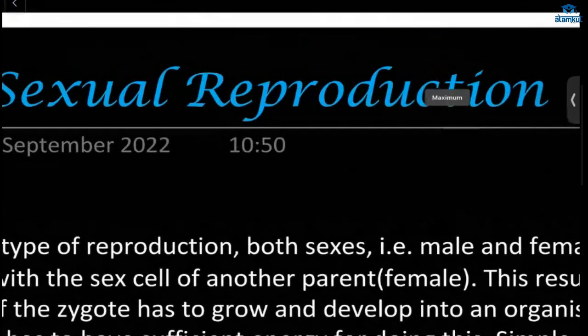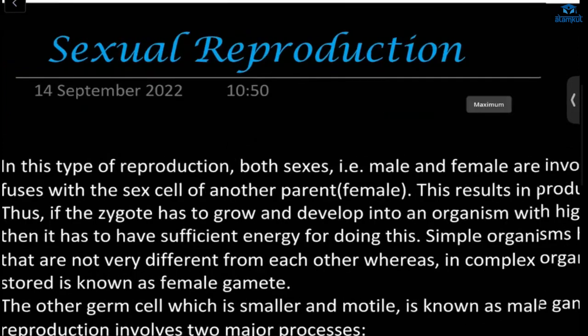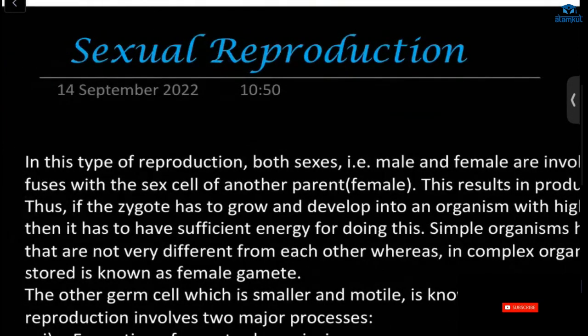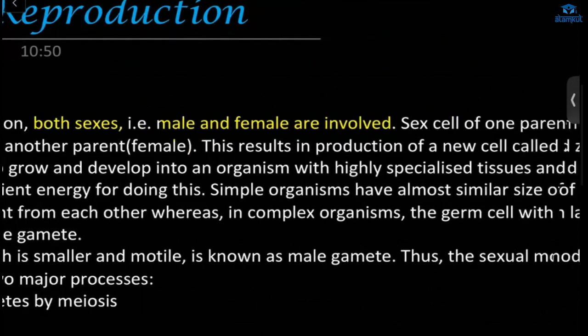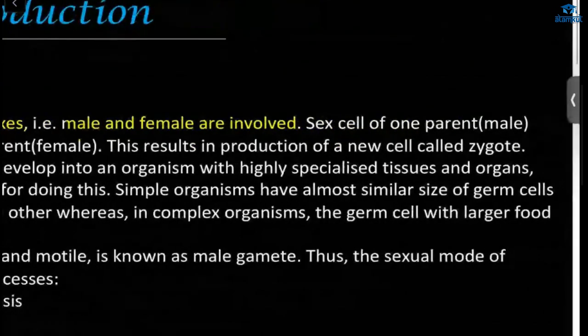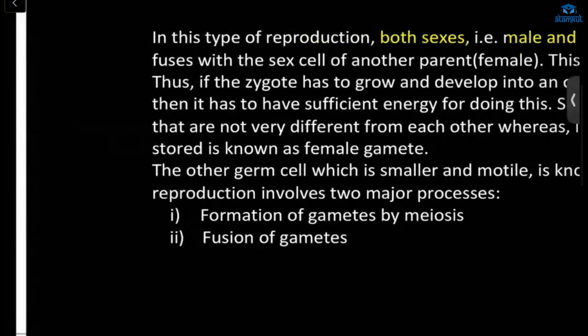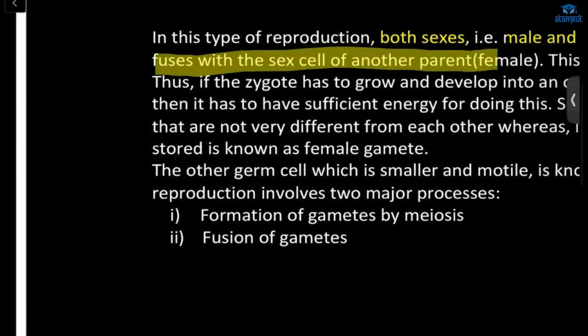Today we are going to talk about sexual reproduction. In this type of reproduction, both the sexes are involved. That means males and females. Now, the sex cell of one parent, the male, fuses with the sex cell of another parent, the female.